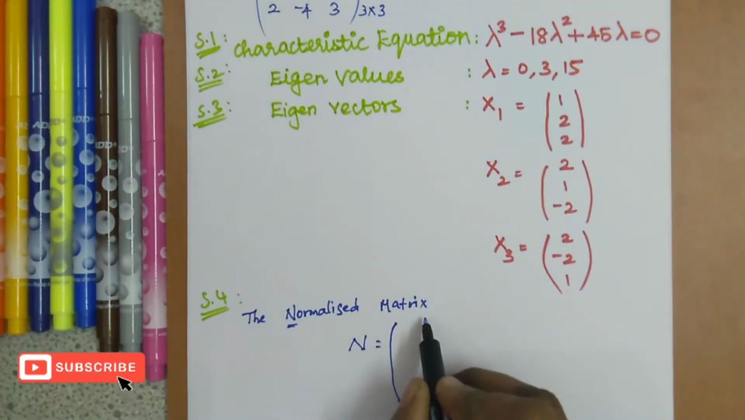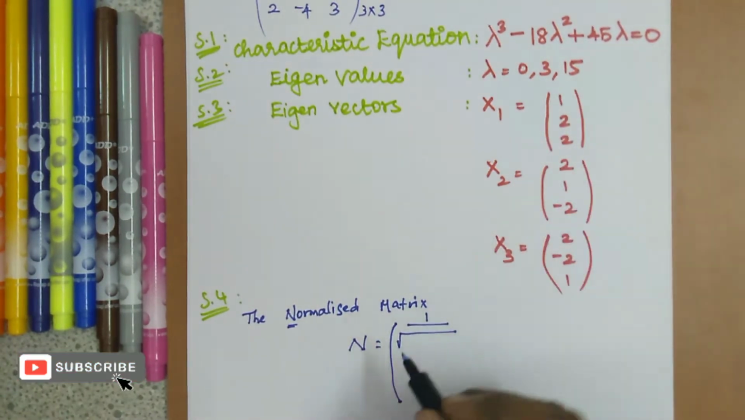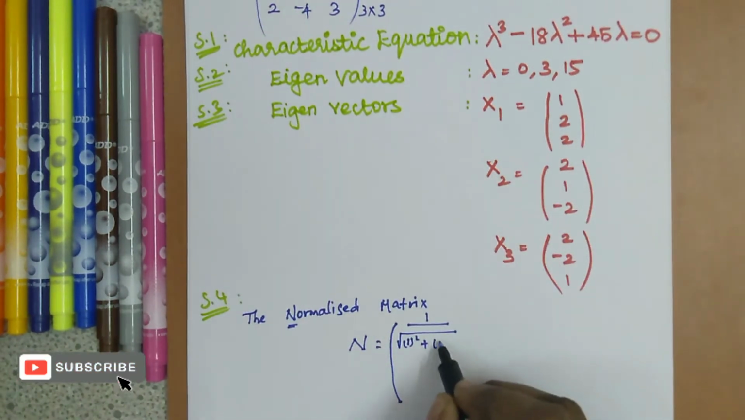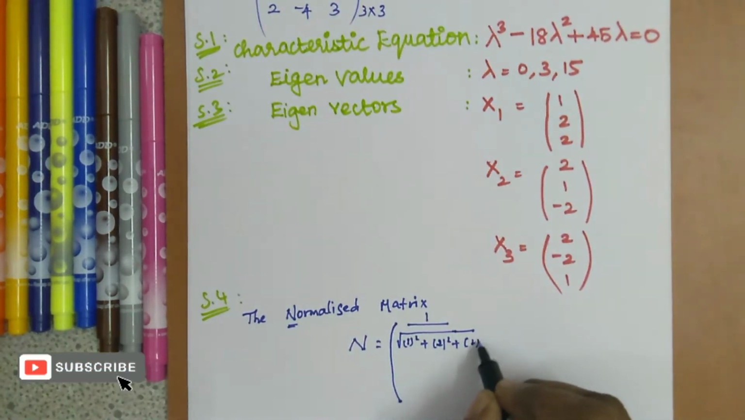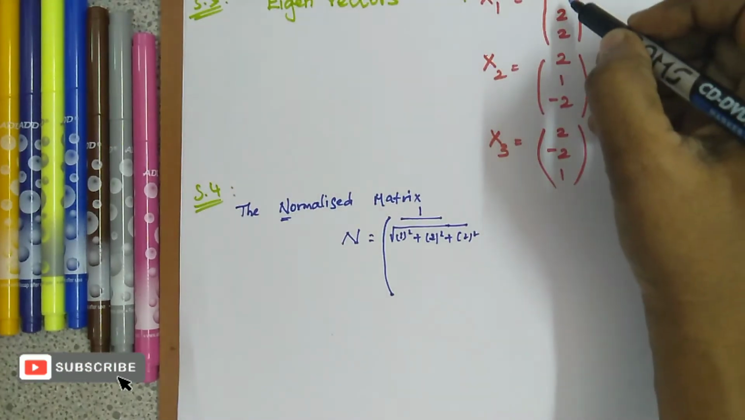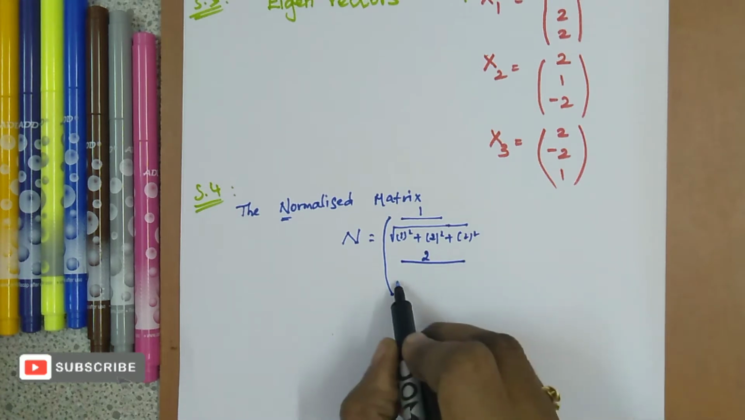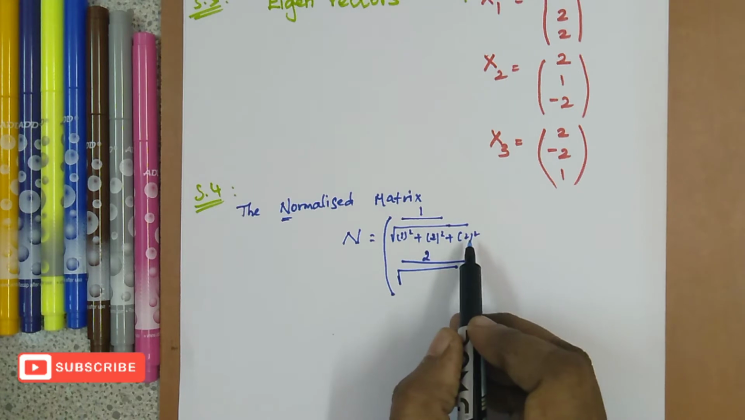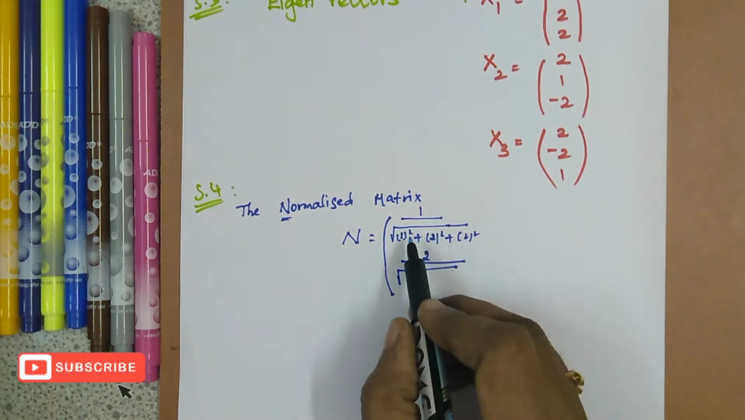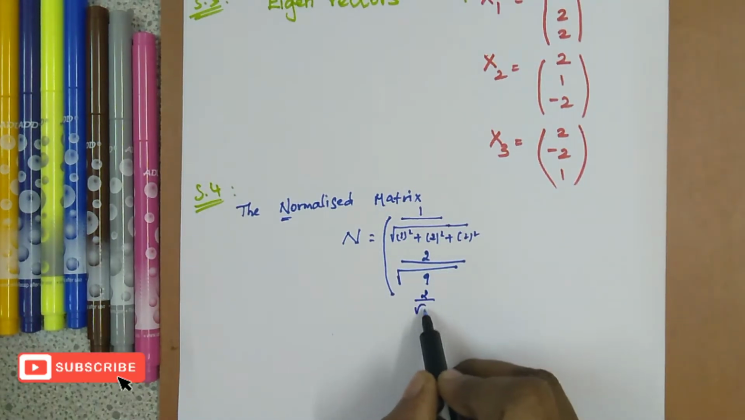So write the first element 1 divided by the square root of 1 square, first element square, plus the second one is 2, so 2 square, plus the next element square, 2 square. Likewise the next element is 2. So 2 by square root of 1 square plus 2 square plus 2 square. That means 1 plus 4 plus 4, root 9. And the next element 2 by root 9.